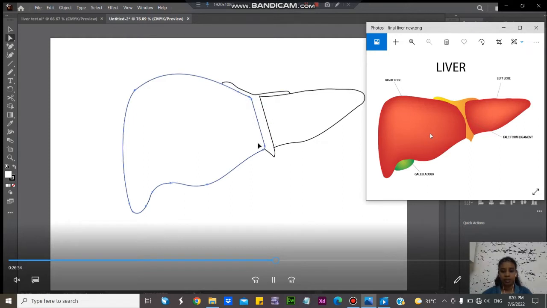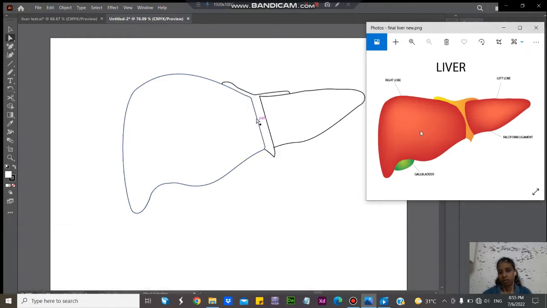Okay, this is the liver. The liver is the largest internal organ in our body. There is a right lobe, a left lobe, and between the right and left lobe there is a falciform ligament. This is the gallbladder. The function of the gallbladder is to store the bile until needed for fat digestion.